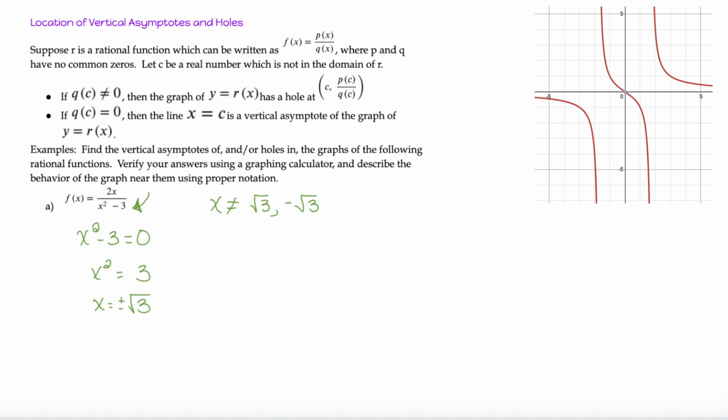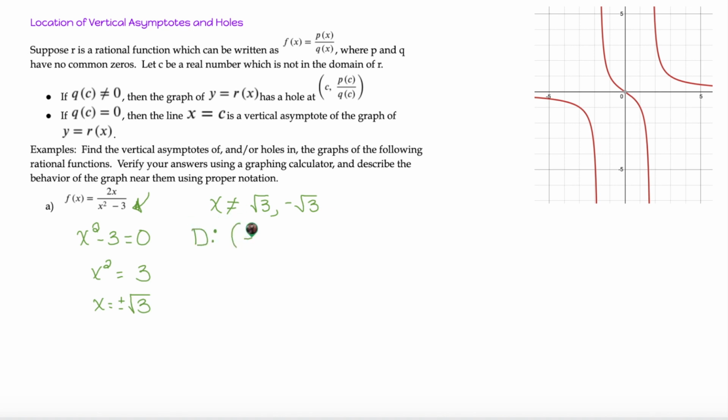Notice that even though I'm able to identify where my values cannot be 0, I'm not able to actually simplify my rational function, because there's nothing to eliminate. So let's look just solely then at our domain.